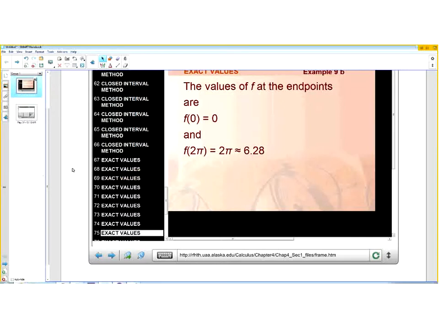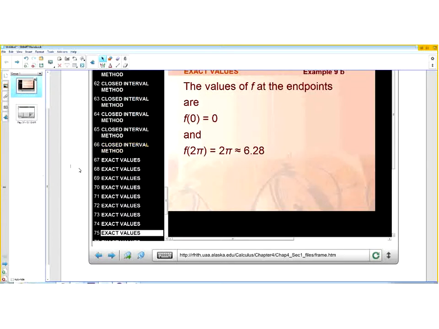Okay, so we used Fermat's theorem to calculate the local minimums and local maximums. Now, using Fermat's theorem, what does that yield? I'm sorry, I mean calculating the values of the function at the endpoints.